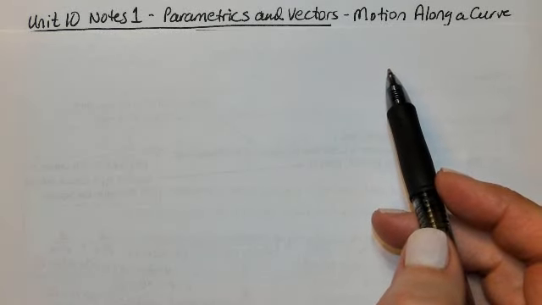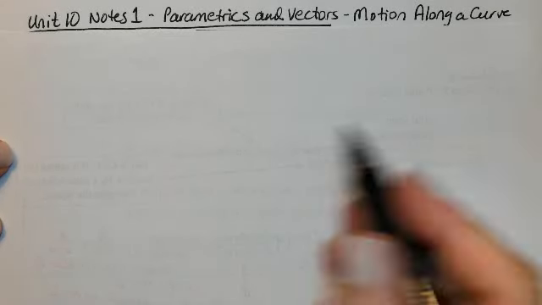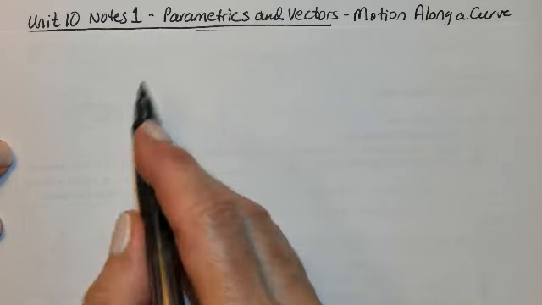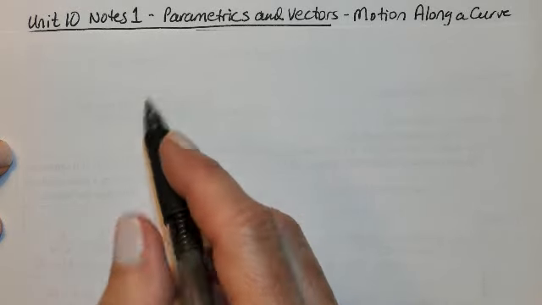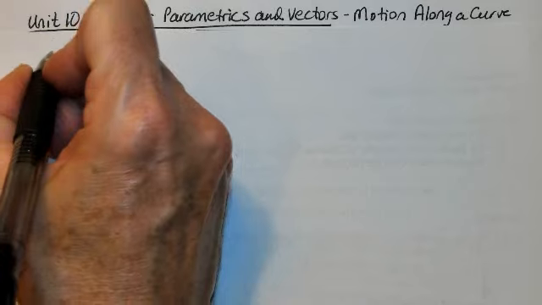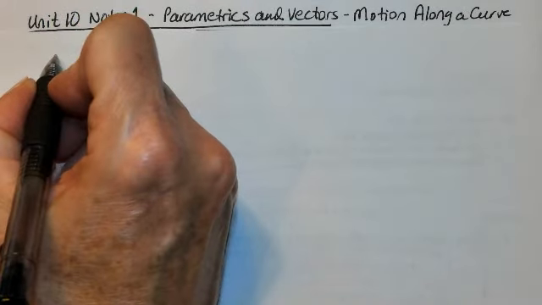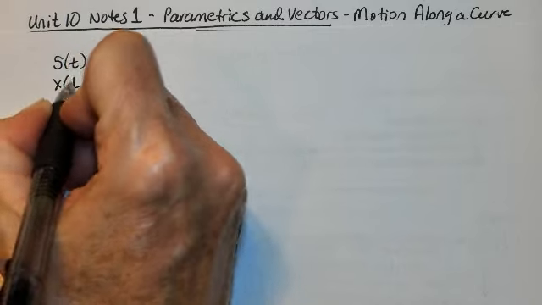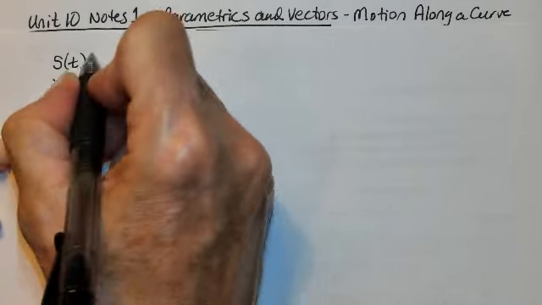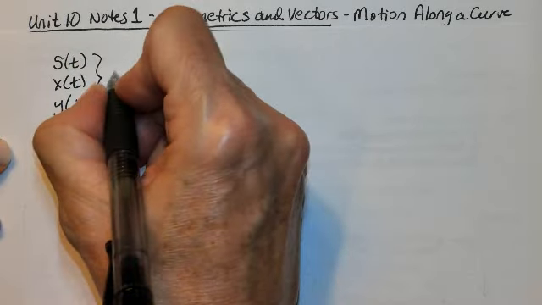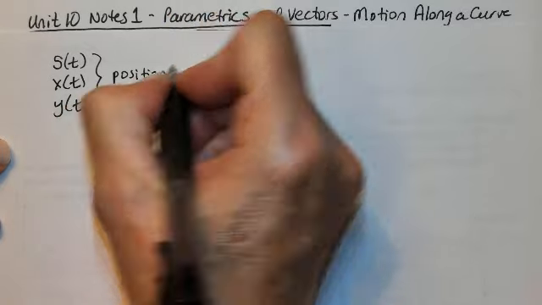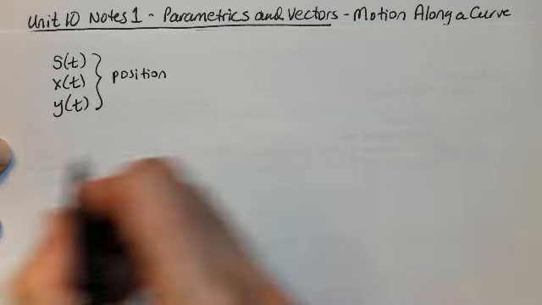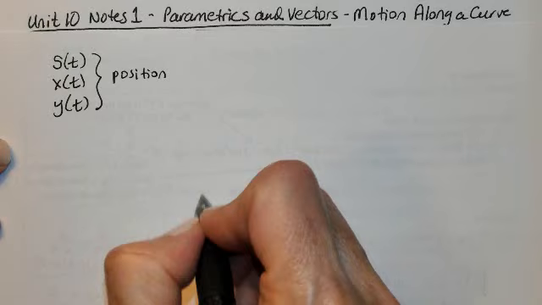Back in, I forget which unit it was, we've already done rectilinear motion, which is motion on a horizontal line or motion on a vertical line. Okay, so we've already done that. If you remember from that, we had S of t or X of t or Y of t, and each of these would represent the position of the particle, and the particle was moving either on a horizontal line or a vertical line.